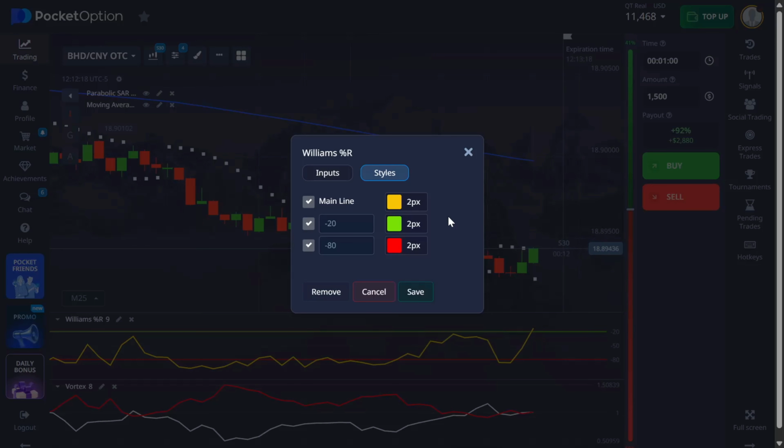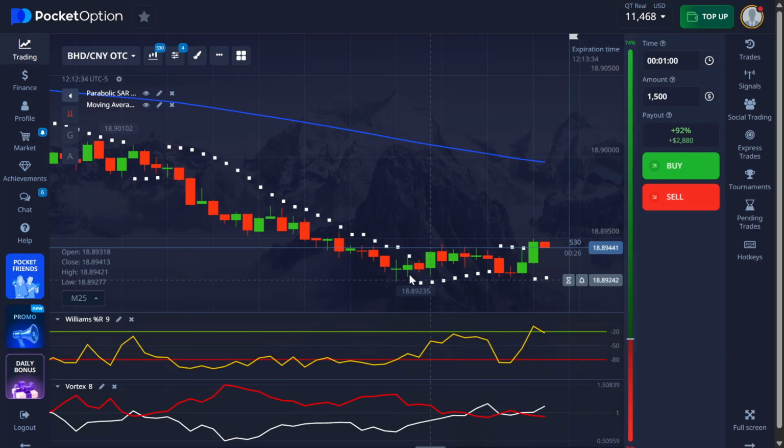Color 2 pixel. Okay, you get the idea. And then we leave all the lines active, right? We don't dismiss any lines. This is supposed to be a 20 minus. This is supposed to be an 80 minus. Okay, then you hit save.